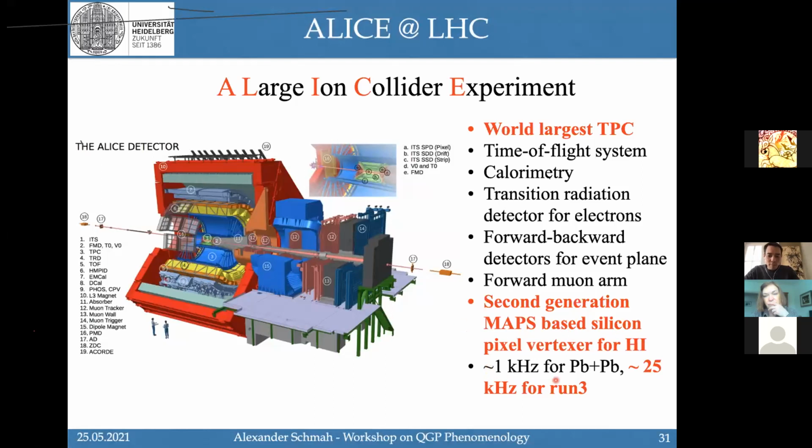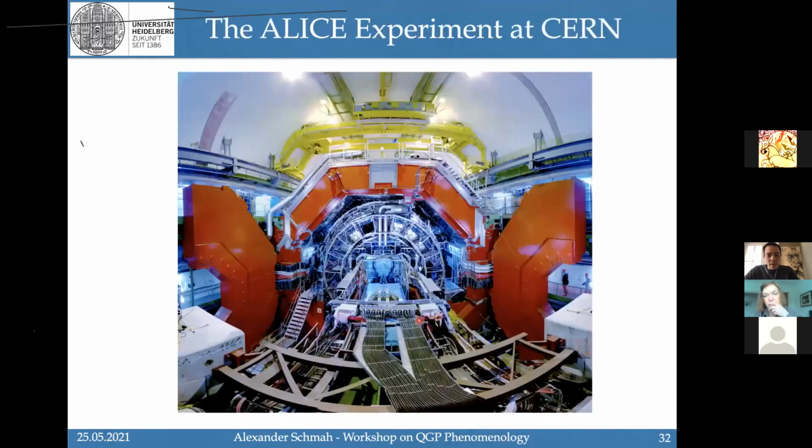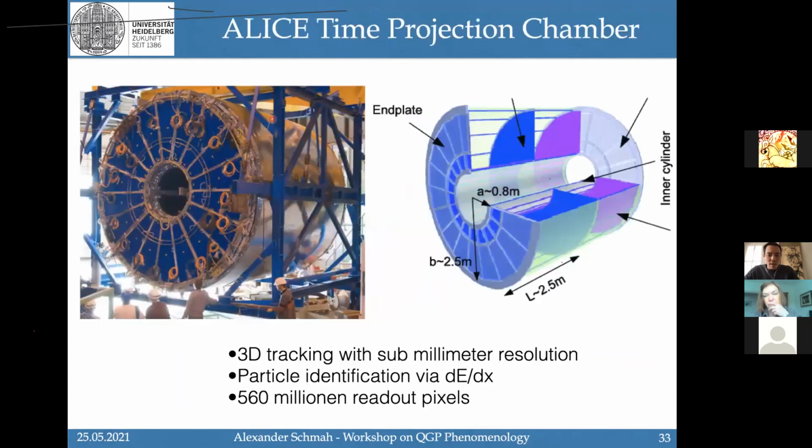So same issue in the past with relatively low data taking rates of about 1 kilohertz for lead, but in about a year, we will get up to about 25 kilohertz with an upgraded TPC, as I will show you. So here you see a picture of ALICE, how it looks like in Geneva, 60 meters underground. You see here a person, you see how huge those experiments are nowadays compared to where we started in the beginning of the 80s. So here is also a picture how the TPC actually looks like.